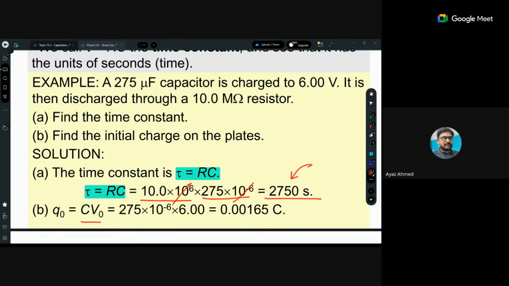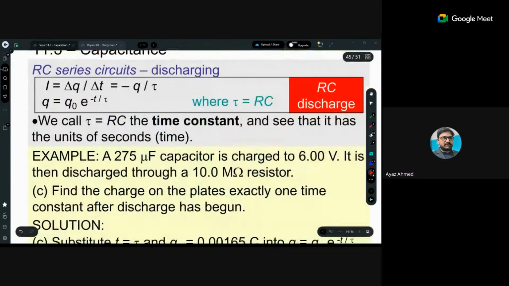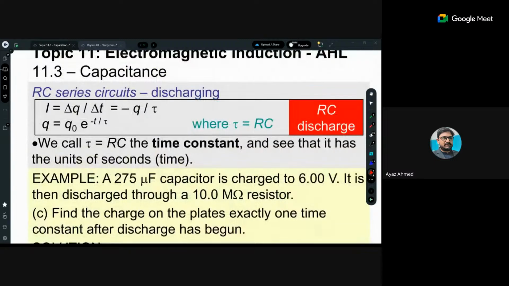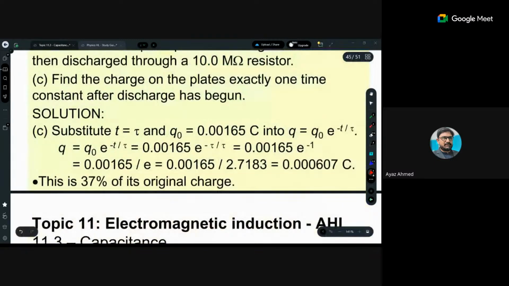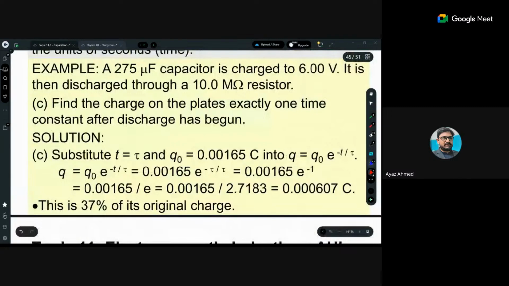So Q is equal to C times V. C is given to you, V is 6 volt. So how much charge would be stored on this? It is 1.65 into 10 power minus 3 coulomb that will be stored on that. Here is again the same equation, the worked solution. So yes, check this one out. R is this one, tau is this, and Q is this. We have calculated how much charge will be stored on that capacitor.